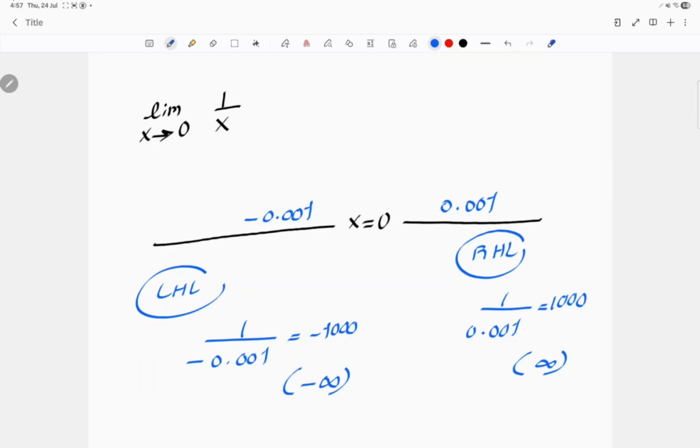So do we have a limit? No. The limit does not exist. We have a vertical asymptote at x equals 0. Because right now, if you want to make that denominator 0, just put 0 on the x.